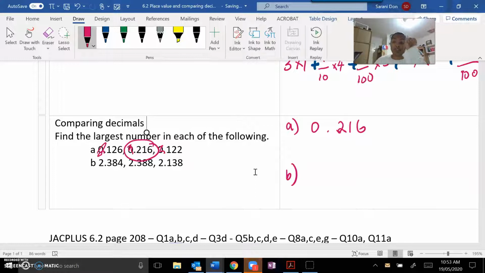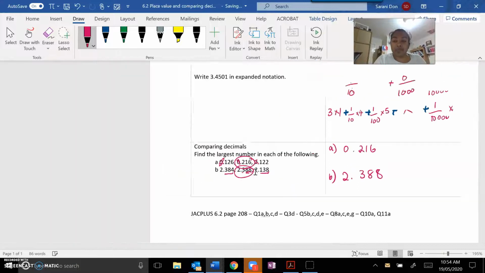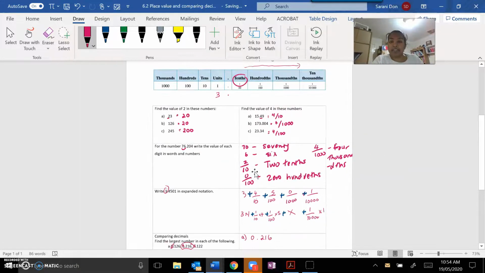So that means it's got 2 as a whole. All of them are consistent, but we have to look at the decimal part. Again, because the 2 is exactly the same in all 3, I have to look at the place values of these numbers here. So we've got 384, 388, 138. By looking at all those 3 numbers, which one is the biggest? It's this one here. So 2.388. Okay, so hopefully that kind of makes sense.